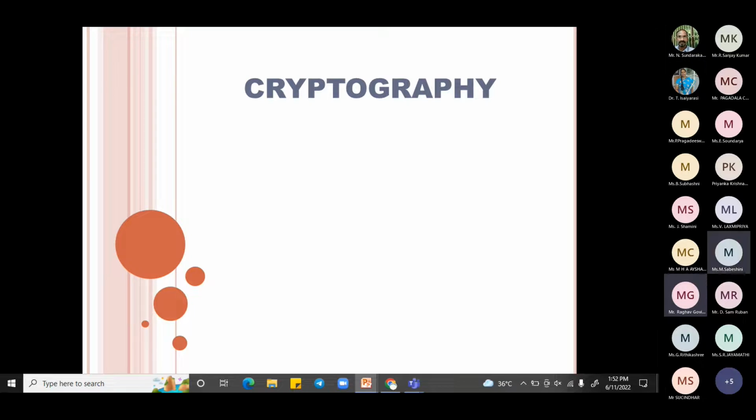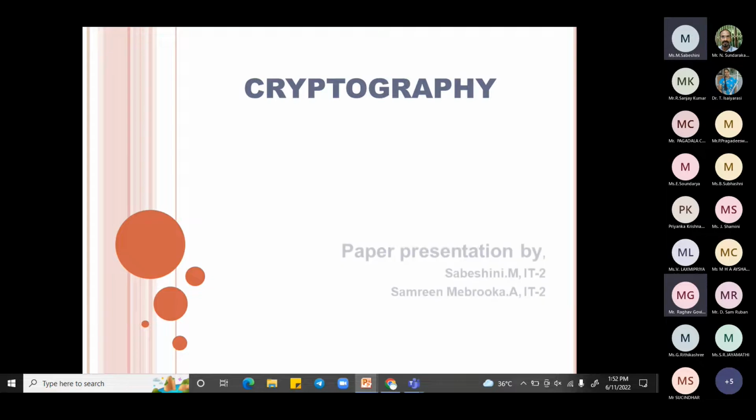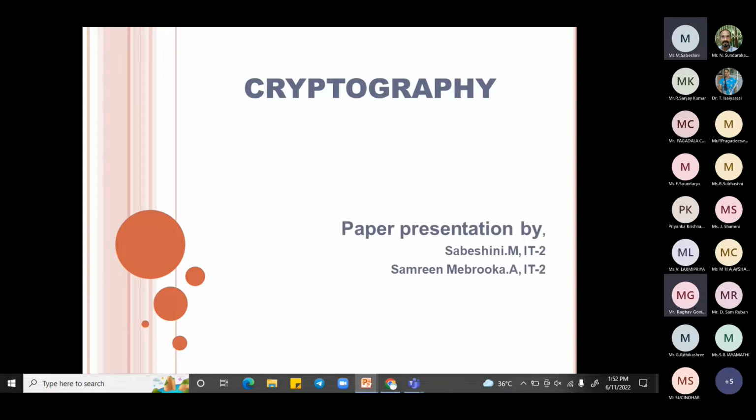Good evening, everyone. This is Sabeshni Mohan from IT2. I am Sharmi from IT2. The topic that we have chosen to talk about is cryptography. Our friends have shared what cryptography meant, and we are going to explain the whole details about cryptography.